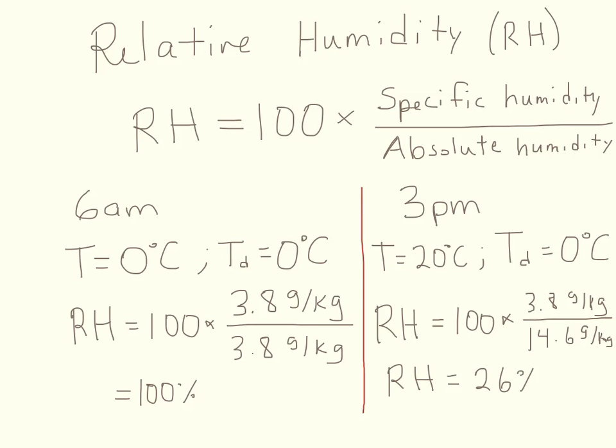And typically what we'll find is that the maximum relative humidity during a typical day without any precipitation occurs at sunrise when temperatures are the lowest, and the lowest relative humidity during a day typically occurs in the afternoon hours when the maximum temperature occurs.